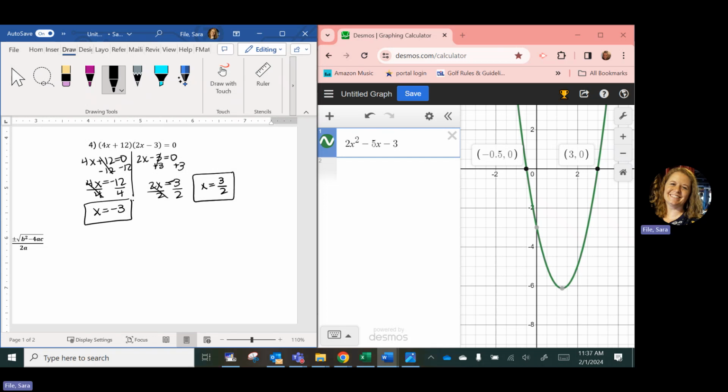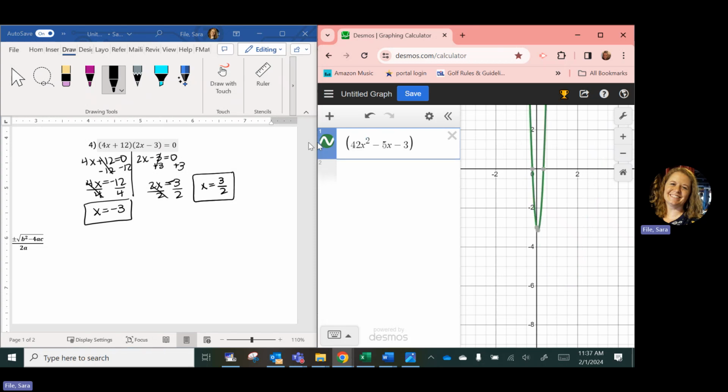So I can see if factoring will work, graphing will work. Because if you're factoring and solving, you're getting rational solutions. So they would show up on the graph. So if I had typed this in as 4x plus 12, ooh.